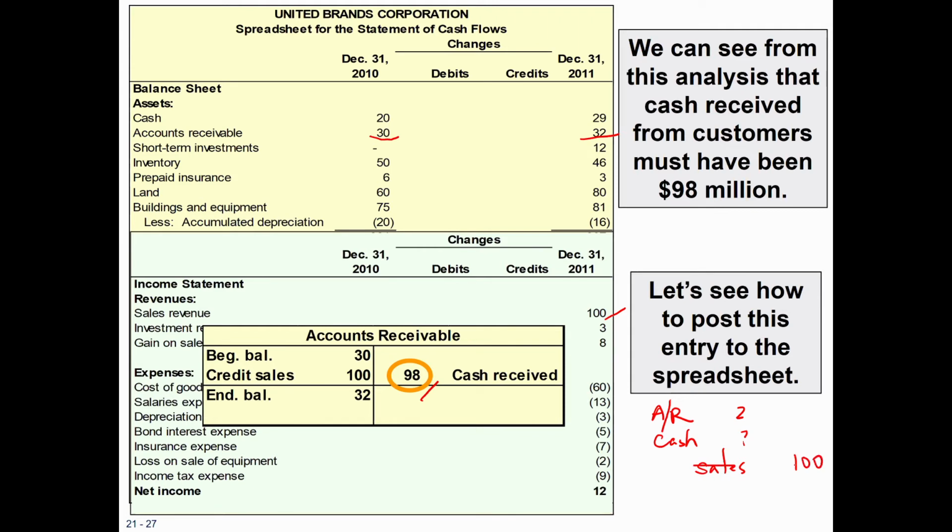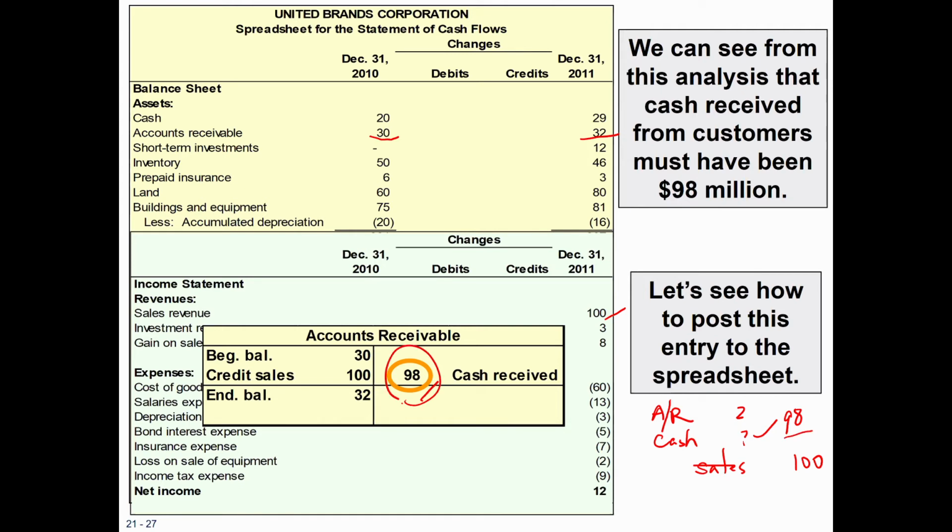Okay, so that's all, right? For this journal, we debit accounts receivable 2, we credit sales revenue 100. We should debit cash for something, but we don't know. So to balance this journal, this has to be 98. So we have to debit cash for 98. See, this 98 is this 98, right?